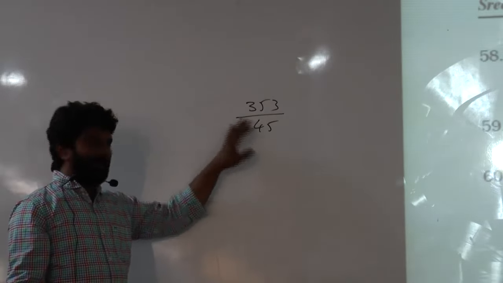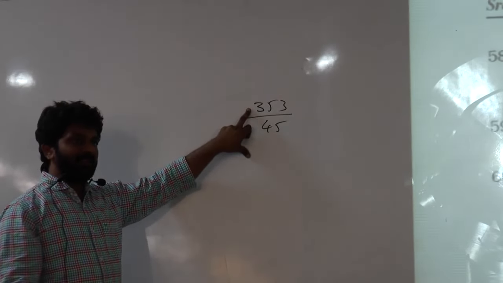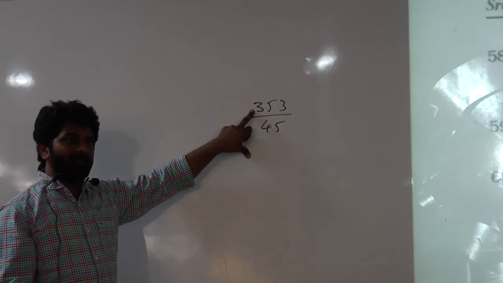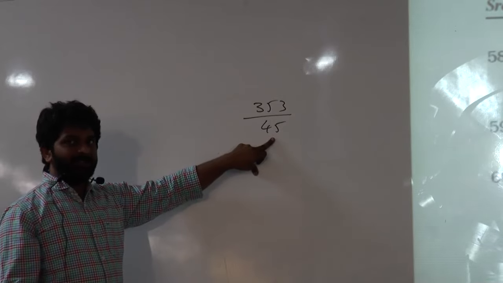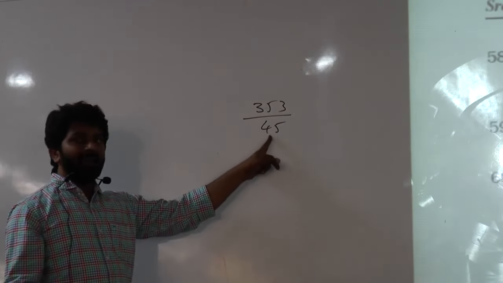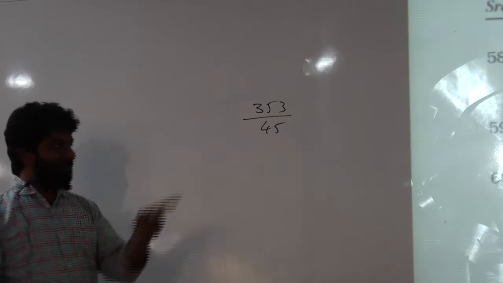Clearly 10 times of this number is 450, but you have less than that. How much is the difference between 450 and this number, approximately? 10 times is 450, I said. This is less than that. Difference is 100. In 100 you will have near about 2 times 45s. So the answer is 2 times less than 10 times, which is 8 times.